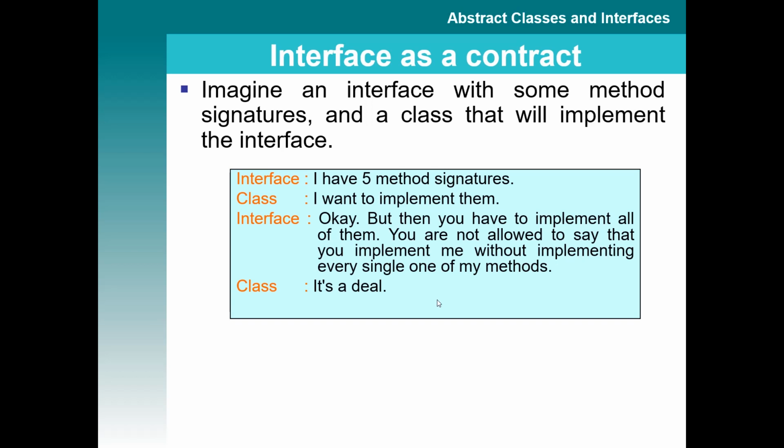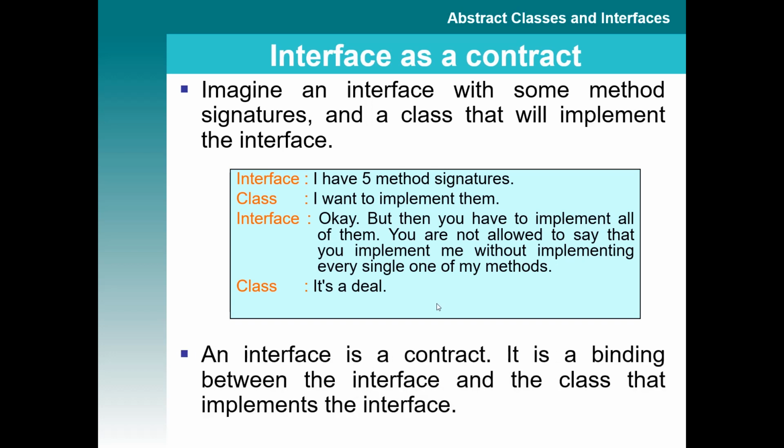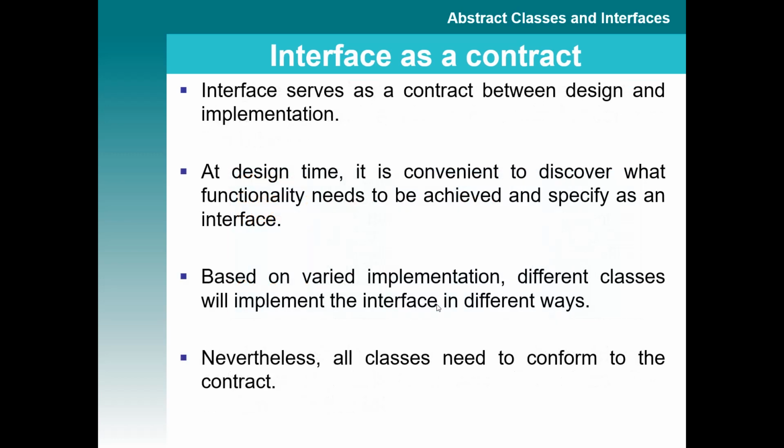And an object of any class which implements the interface can be used in place of that interface type reference. So an interface is a contract. It's a binding between the interface and the classes that implement those interfaces. So an interface serves as a contract between design and implementation.